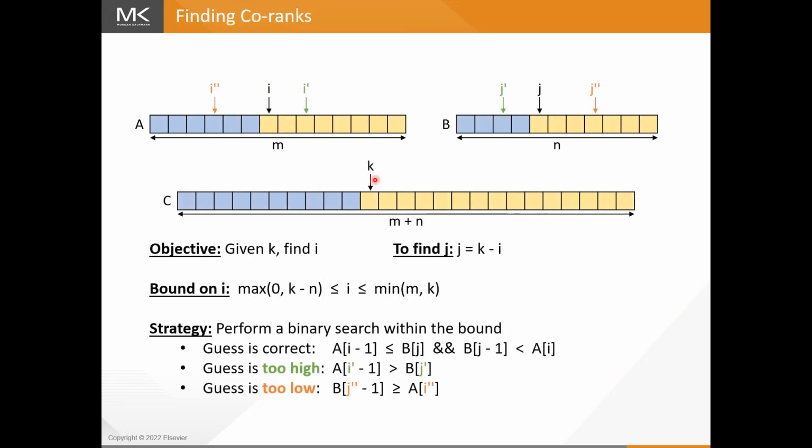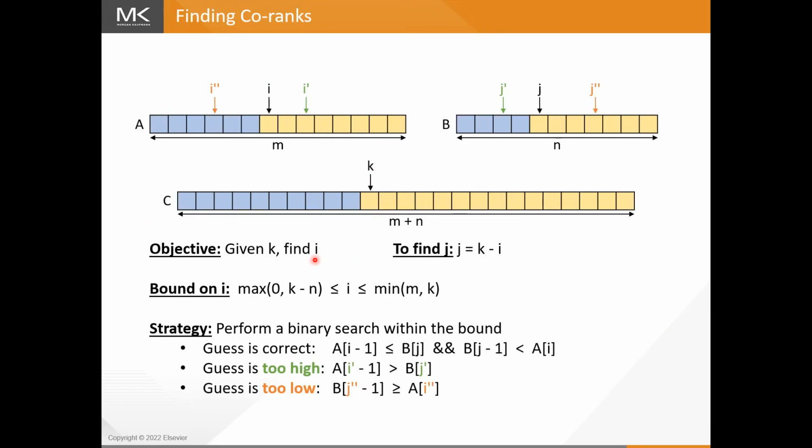So given an output index K into the output array C, the co-ranks of K, I and J, are the corresponding indices into A and B. And we observed a few things about the relationship between I, J, and K. We said that J equals K minus I. So the problem is really, given K, we just have to find I, then we can easily find J by applying K minus I.